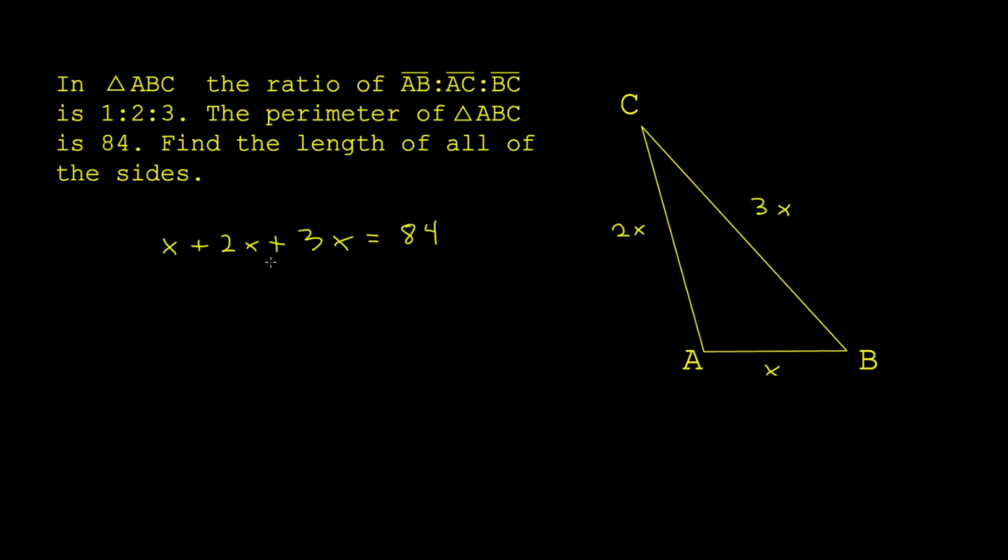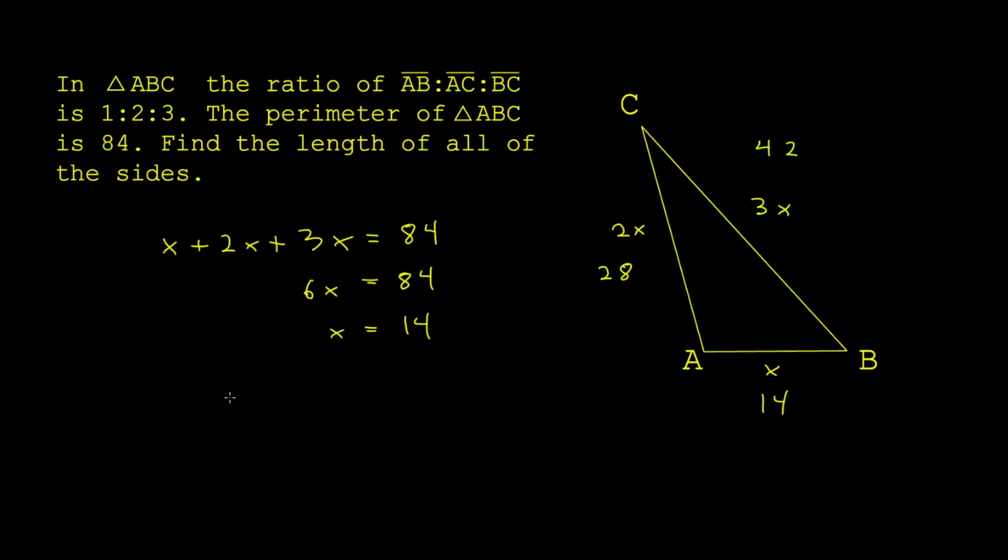Now it's just simple algebra. x plus 2x plus 3x is 6x equals 84. Divide both sides by 6 and we get x equals 14. So that makes x is 14, so AB is 14. This is 2x, so AC is 28, which is 2 times 14. And side BC is triple 14, so that is 42.